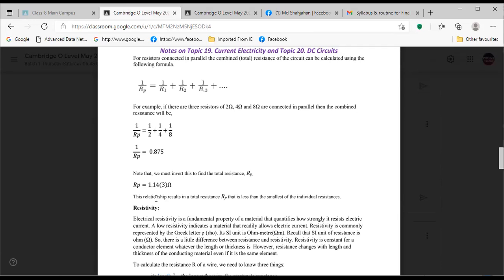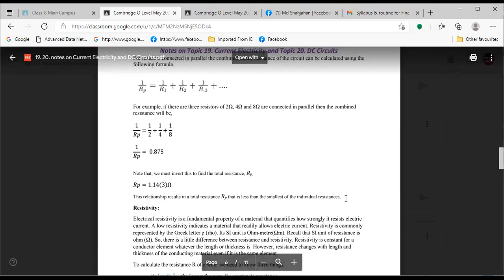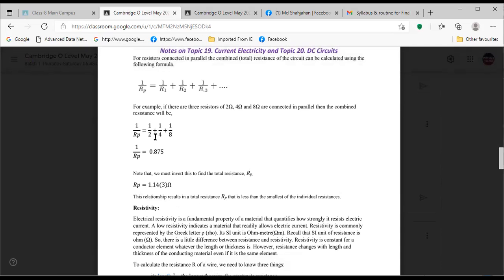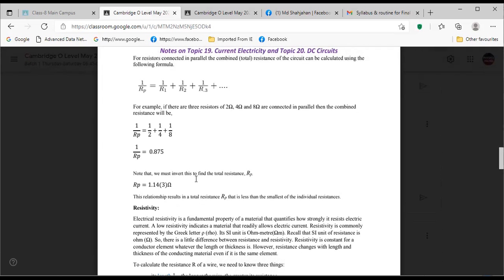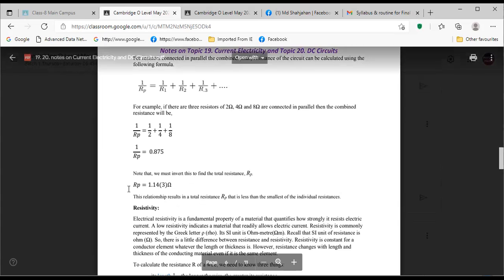And at last, the relationship results in a total resistance Rp that is less than the smallest of the individual resistors. That means we have 2, 4, 8 ohm resistances, and the combined resistance will always be lower than even the smallest resistance. It's only 1.14.